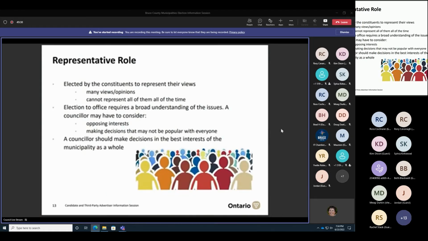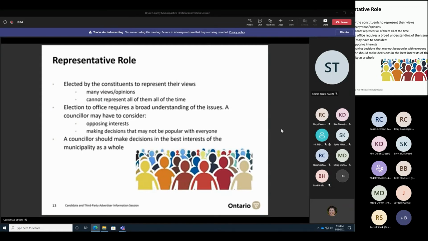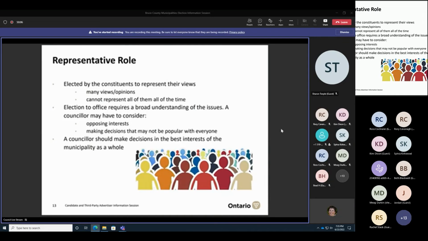So the next few slides are going to provide a bit more information on each of the roles of council as described in the Councillor's Guide. In your role as representative, you were elected by your constituents to represent their views when dealing with issues that come before council. However, your constituents have many views and opinions, and you cannot represent all of them all of the time. So for many issues, you'll have to consider a variety of opposing interests and make decisions that will not be popular with everyone.